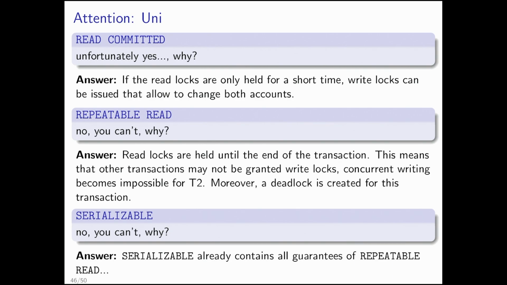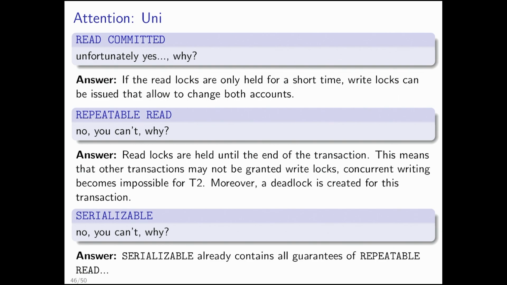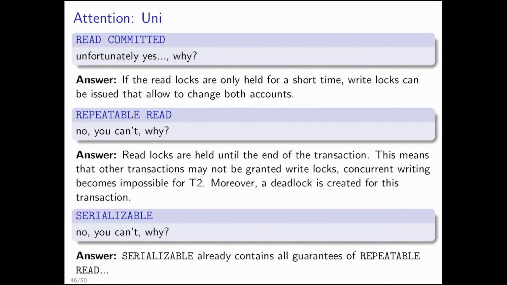If the read locks are only held for a short time, write locks can be issued that allow changing both accounts. For repeatable read, it's then okay. The read locks are held until the end of the transaction. This means that other transactions may not be granted write locks. Concurrent writing becomes impossible for the other transaction, T2, but a deadlock is created. Then you could also set it to serializable and assume that no problems may occur in a situation like that.